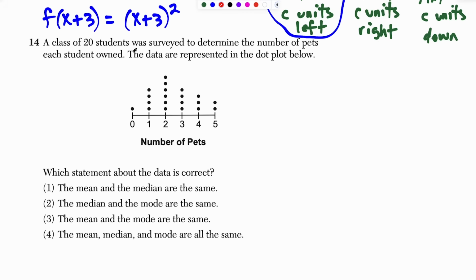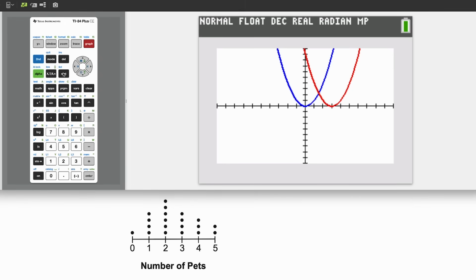Question 14, a class of 20 students was surveyed to determine the number of pets each student owned. The data are represented in the dot plot below. Which statement about the data is correct? So for this one, I would just do this all in the calculator.